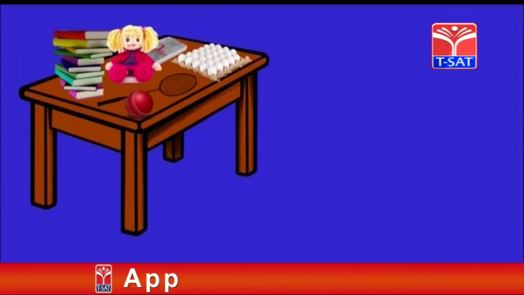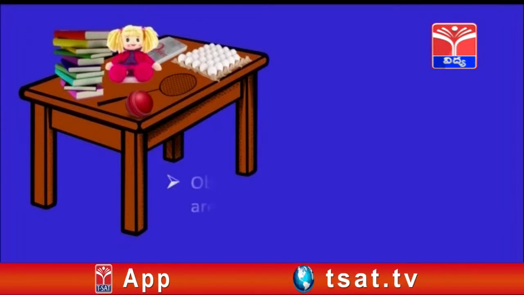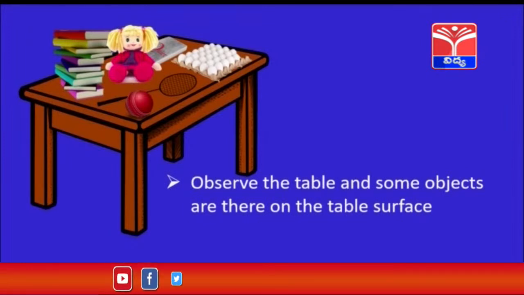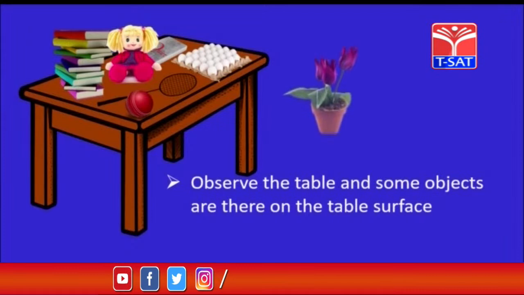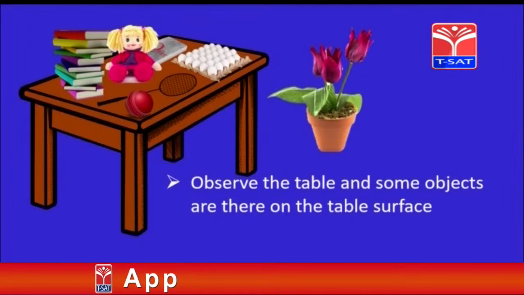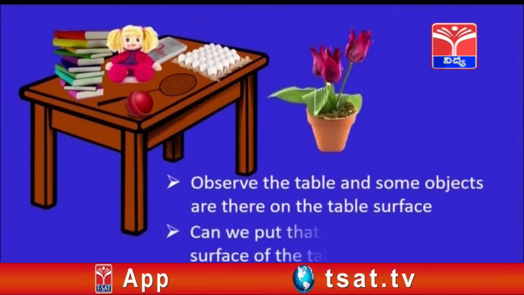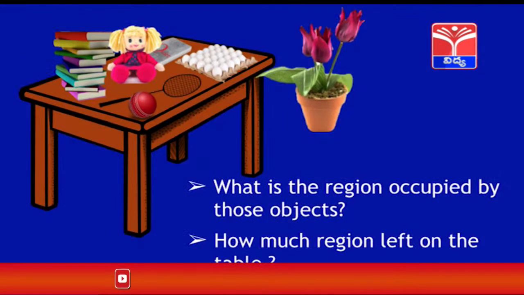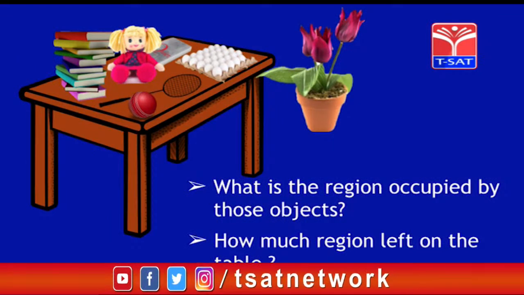Total occupied the surface of the table. Now I am trying to arrange some extra objects on that surface. Observe all the objects here. Bring any another object. Now I brought here a flower pot. I am trying to keep that flower pot on the table, but I am not getting sufficient space on that table. What is the region occupied by those objects and how much region left on the table?